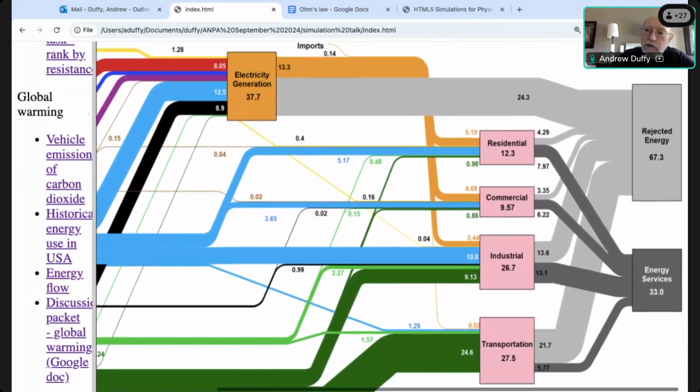But there are some fascinating things on here. When you get to the end, out of that 100 quads, actually 67, or basically 2/3 of that energy, is just completely wasted. Why is that? Because we're stuck with burning things. When you do that, you're limited by the second law of thermodynamics. Especially in transportation, where your useful energy is about 6 quads and your wasted is almost 22, you've got an efficiency in the 20 to 25% range. For electricity generation, at least it's like 13 to 24. It's like 1/3 and 2/3.